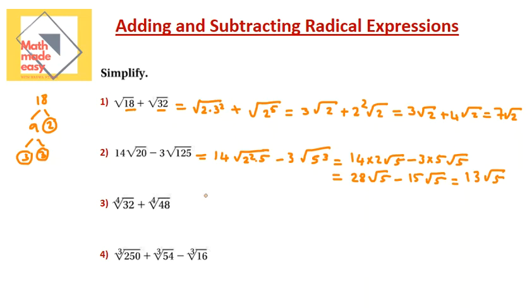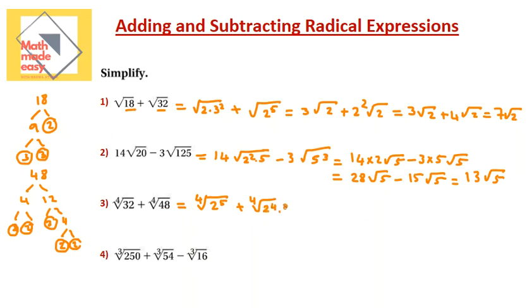Now let's look at the other question here. I have the fourth root of 32. Well, 32, as we all know, is 2 to the power of 5, plus the fourth root of 48. Well, we might need to see what 48 will lead us to. Well, 48 is 4 times 12. 12 is 3 times 4. 3 is prime. 4 is 2 times 2. Both are prime. And 4 here also is 2 times 2. Both are prime.